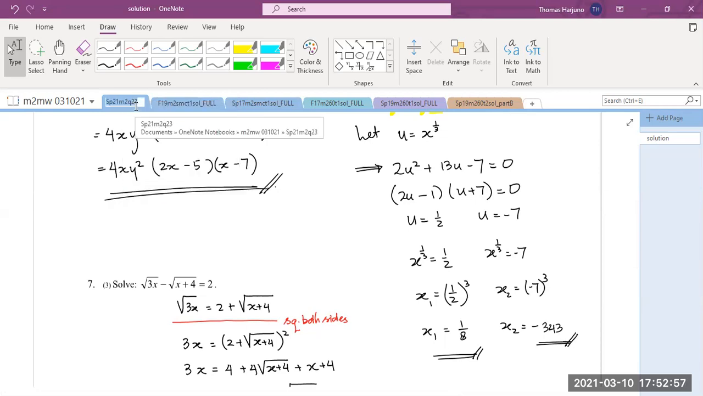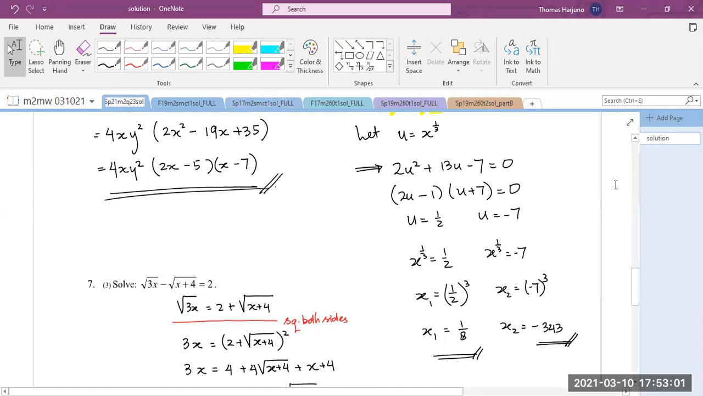Okay, now that's the solution for our last quiz, and I will post that on our discussion board later on, and also on the assignment board for that quiz.